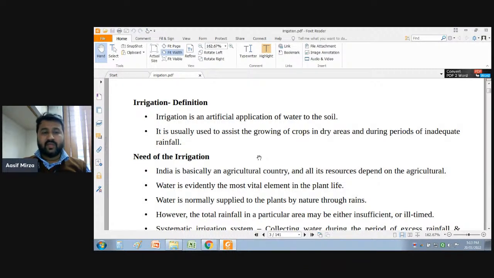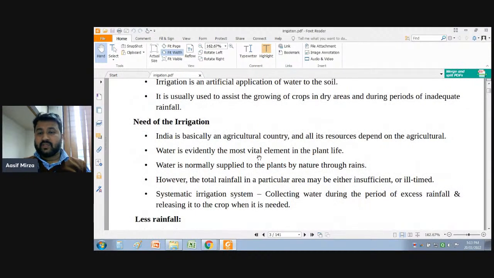So what is the need of irrigation? India is basically an agricultural country, and all the resources depend on agriculture. You have heard the slogan, Jai Jawan and Jai Kisan. So we can say the two pillars of the nation are the farmer and the army. About 70% of our population depends on agriculture.